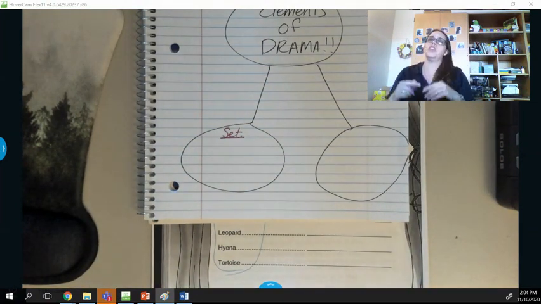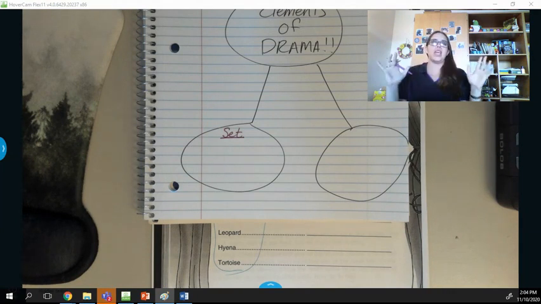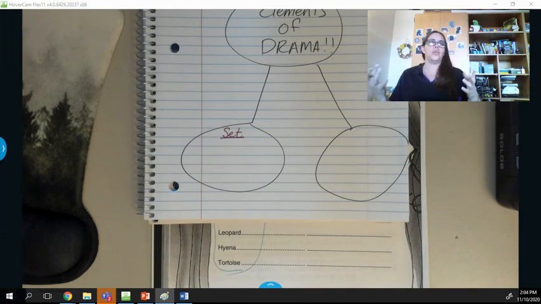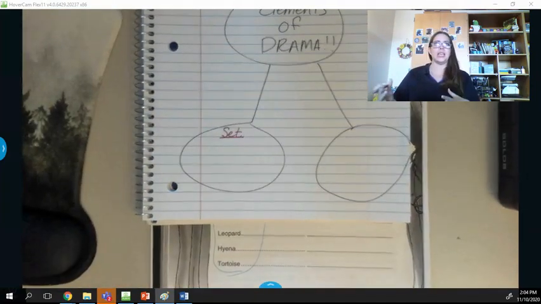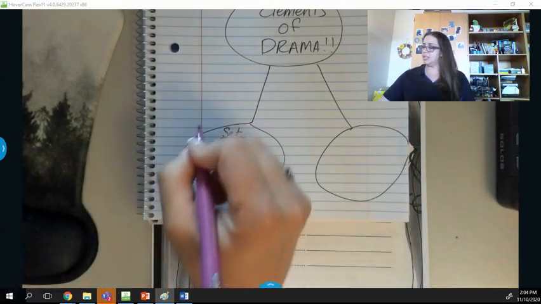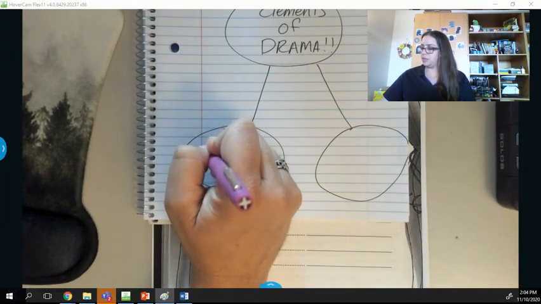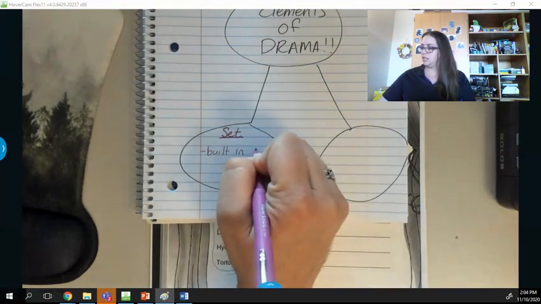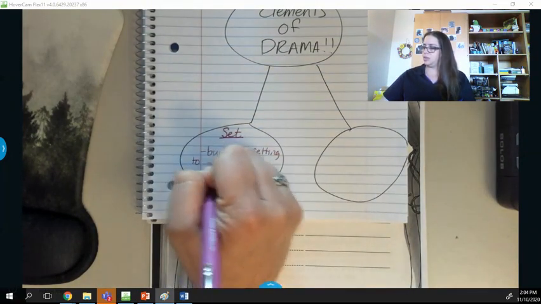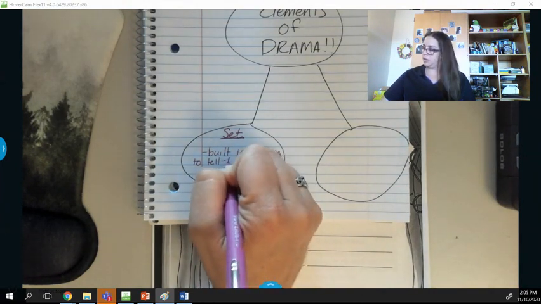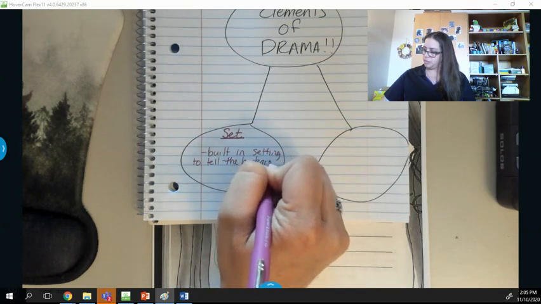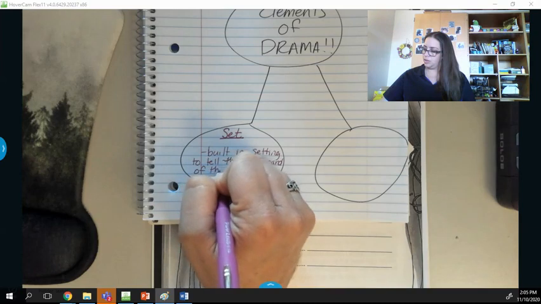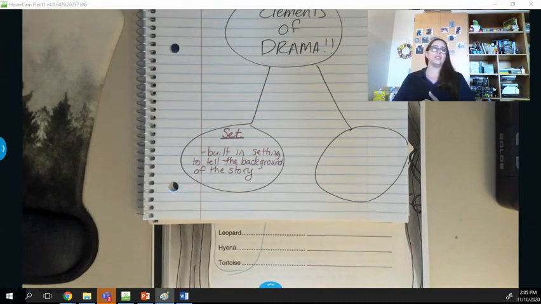When you're doing a set in a play, usually you have to create a set because normally a stage is just going to have a regular black background or red curtained background, something that's just kind of neutral in the back. And in order to help people understand where things are going and what's happening, they have a set. Remember, you have setting, and this is your set. Basically, it is built-in props or built-in setting to tell the background of the story.